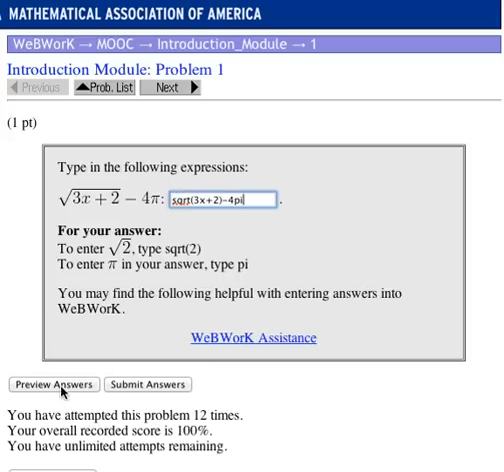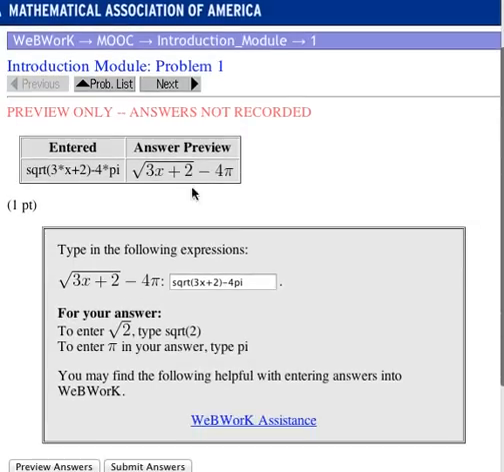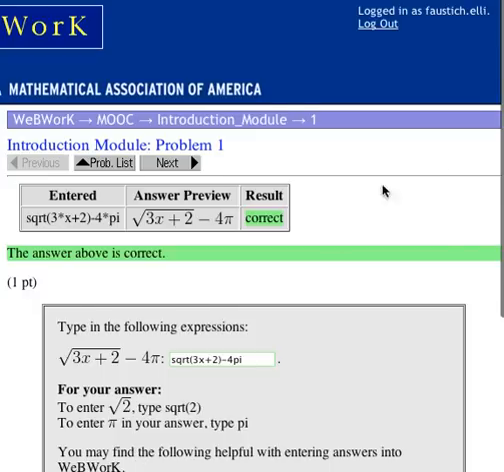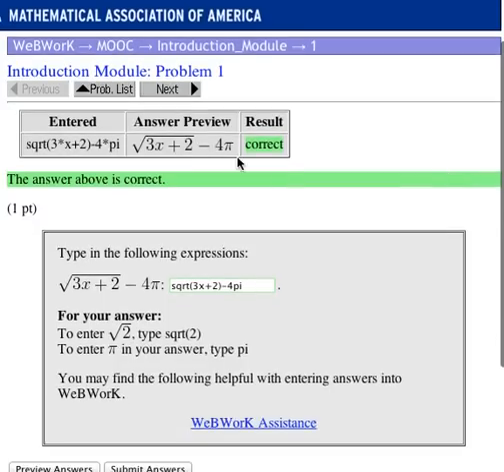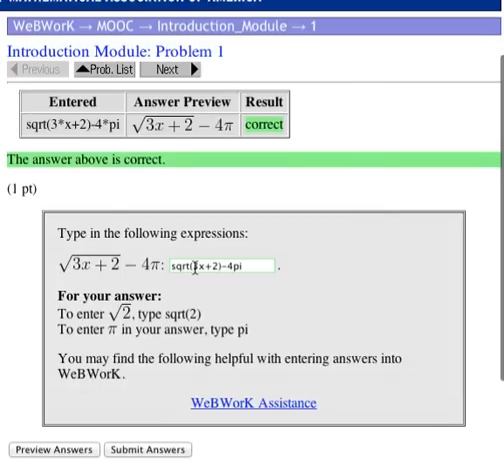I want to preview my answer to make sure that it is consistent with what I typed in. So notice the preview here is what I wanted. So I am going to submit my answer. In submitting, I see that I do have the correct answer. But let's just take a look at what would happen if I would not have put the parentheses around that square root of 3x plus 2.